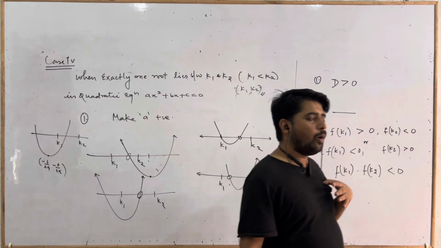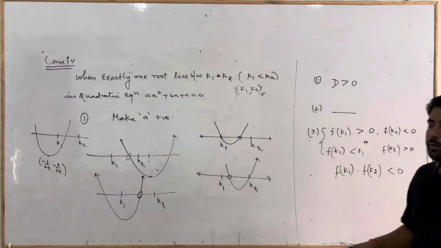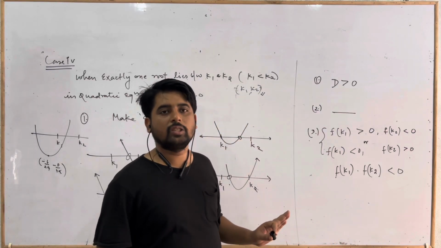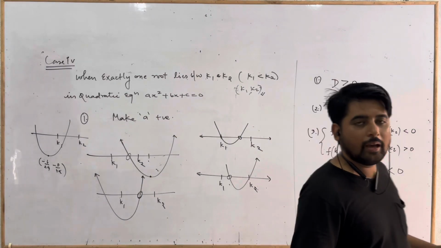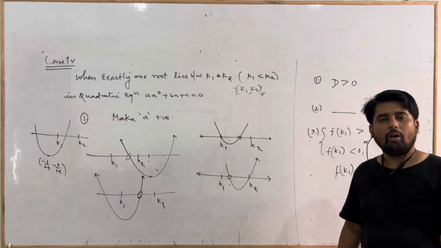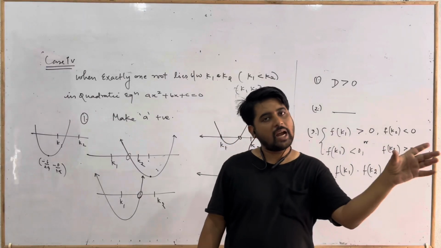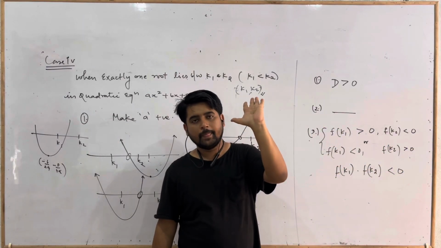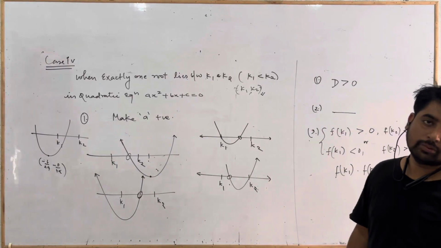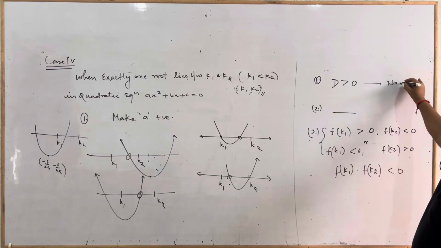Now one thing is important: in an upward parabola, for some value of k, if f(k) is negative, then when the upward parabola is coming down, obviously it will go up and cut the x-axis at two distinct points. That means automatically I will get two real and distinct roots. So we have no need of this.